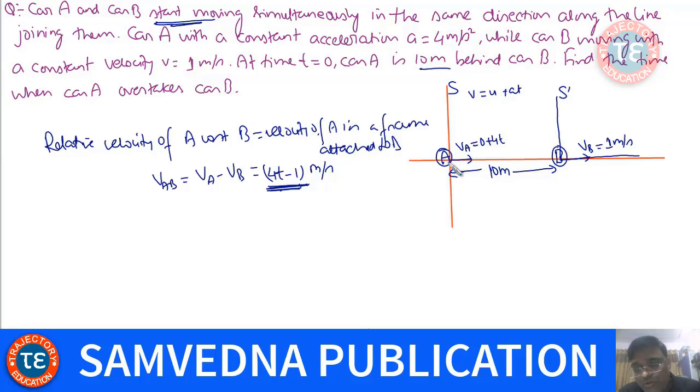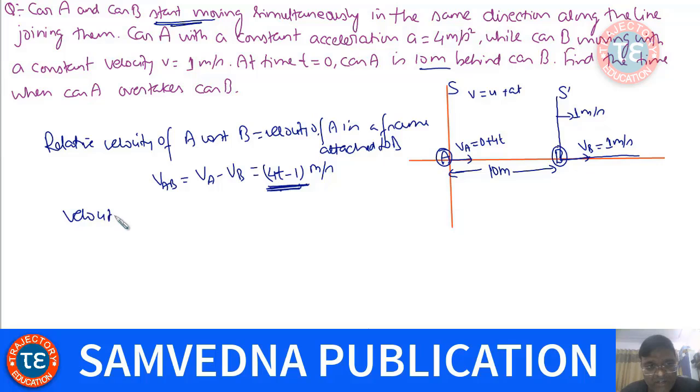and I want, in the S dash frame, the time taken by A to travel a distance of 10 meter. That is the same as saying this S dash. Let's take an S dash frame which is attached to B. So S dash itself moves with 1 meter per second. So in the S dash frame I want the time taken by A to travel a distance of 10 meter. That's the way we can say it.